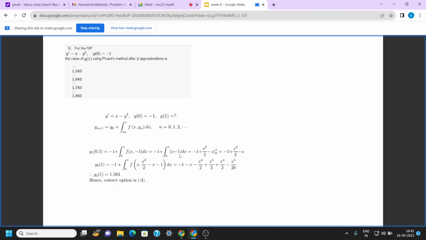So integral over 0 to x, x minus 1 dx. This will be equal to minus 1 plus, so integrate it, you'll get x square by 2 minus, its once integration will be x, and find the limits from 0 to x. So you'll get minus 1 plus x square by 2 minus x. So y1 at 0.5 is given by this value, minus 1 plus x square by 2 minus x.